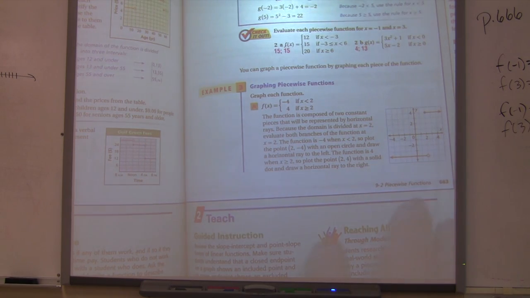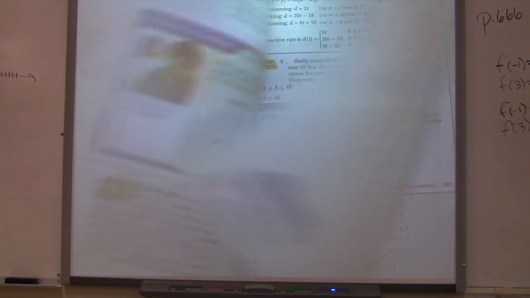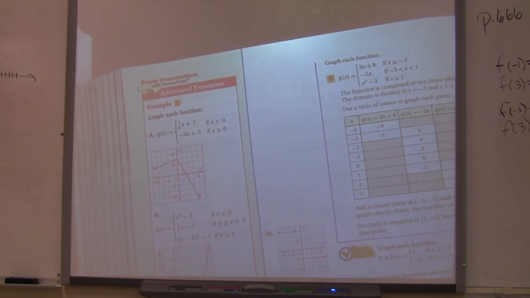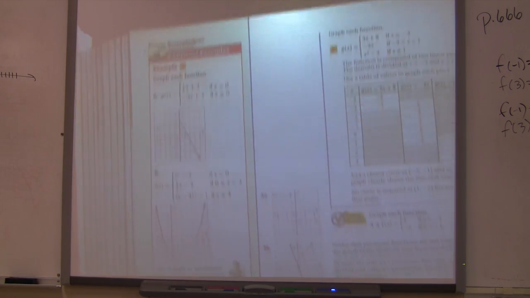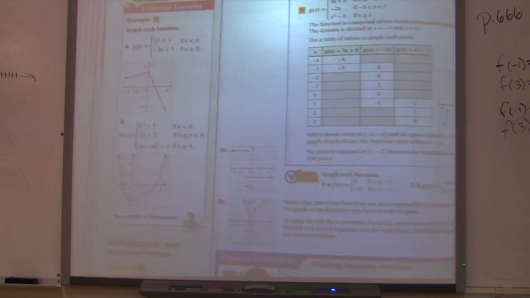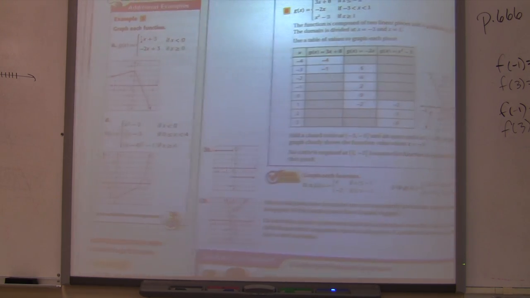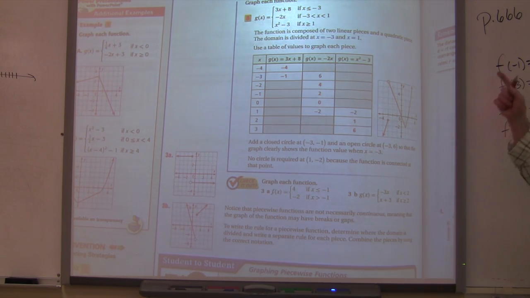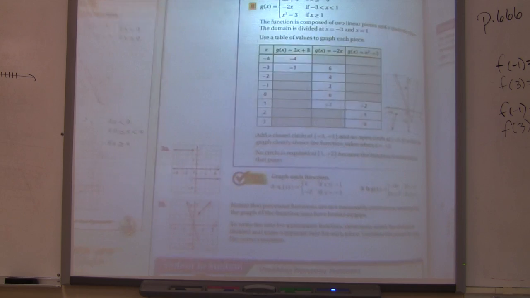Where it gets a little bit tricky, g of x equals 3x plus 8 if x is less than or equal to -3, -2x if x is greater than -3 and less than 1, and if x is greater than or equal to 1, we use that third rule.